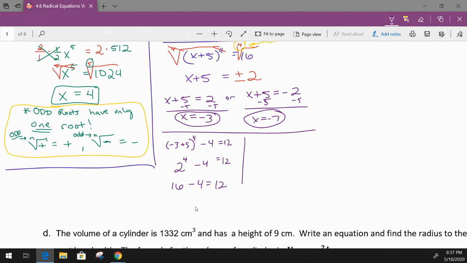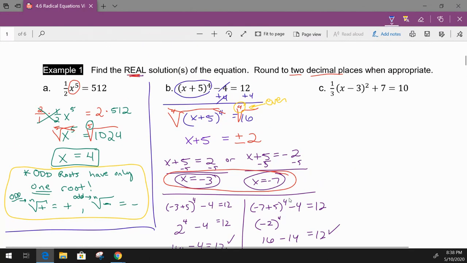And then if we substituted negative 7 in the place of x, so if we took negative 7 plus 5 to the fourth power minus 4, again, it should equal 12. Well, negative 7 plus 5 is negative 2, but when you take negative 2 to the fourth power, you get a positive 16. Minus 4 does equal 12 again. So again, this is our check work, but our solutions are negative 3 and negative 7.